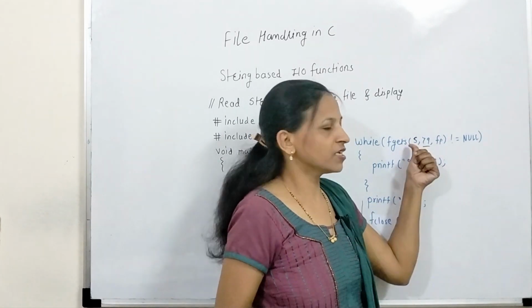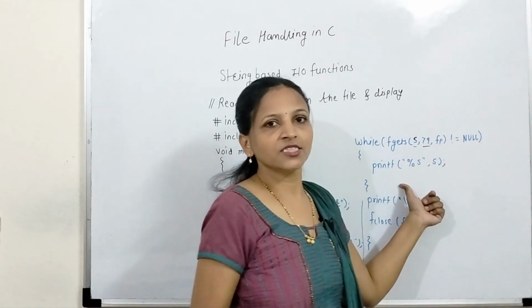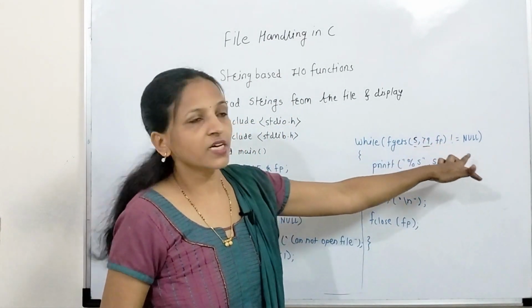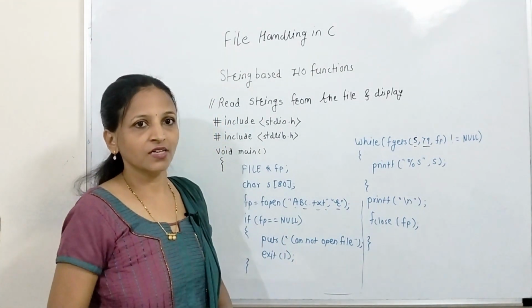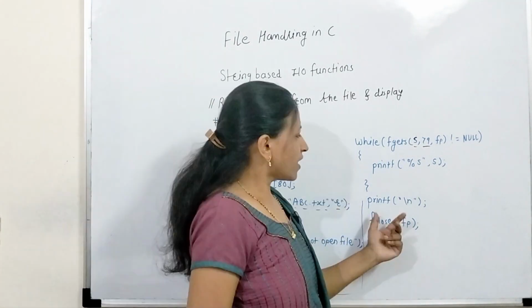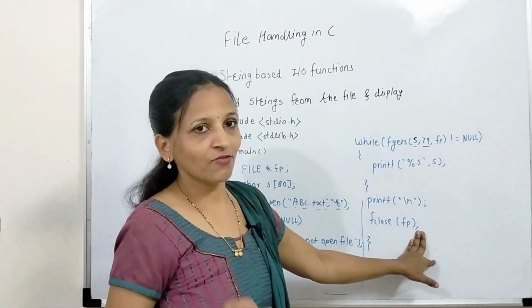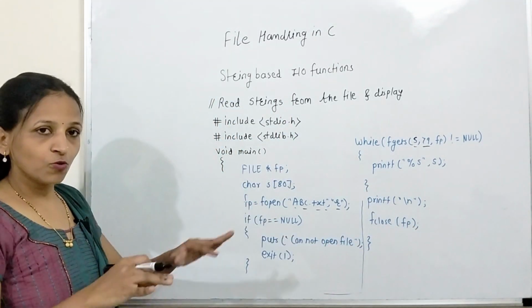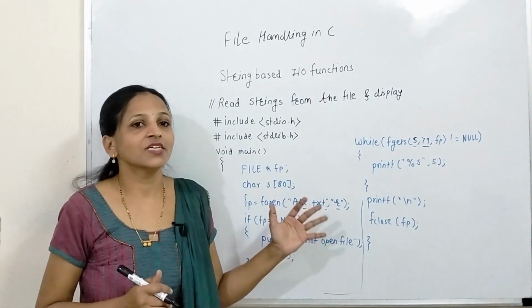Then again read the second string, again display that. Again read the third string, again display that, till it gets null. Whenever it gets null, that means it is the end of file. The file has finished. And after that we have to close that file. fclose fp. It is always compulsory to close that file. This is how to read contents from a file using the fgets function.